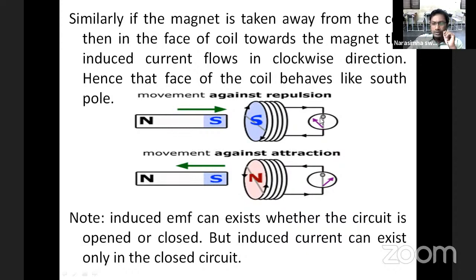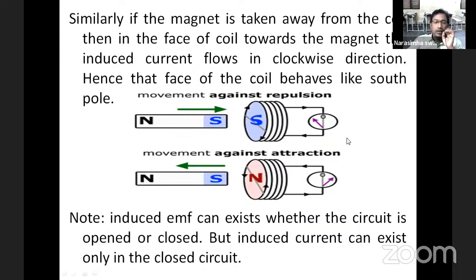So what does this deflection tell us? The direction of the induced current. Here it is in a clockwise direction, here it is in an anti-clockwise direction. So with this, what we understood is that whenever there is a change in magnetic flux, an induced current will be generated, and Lenz's law explains the direction of the current, whether it is clockwise or anti-clockwise, in which the induced EMF or current flows in the closed circuit.